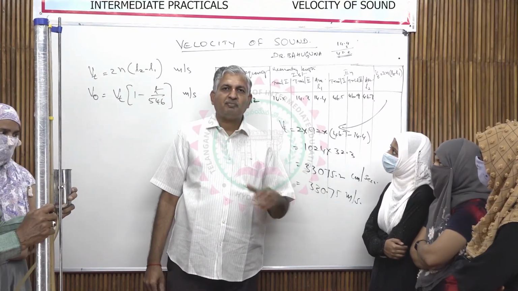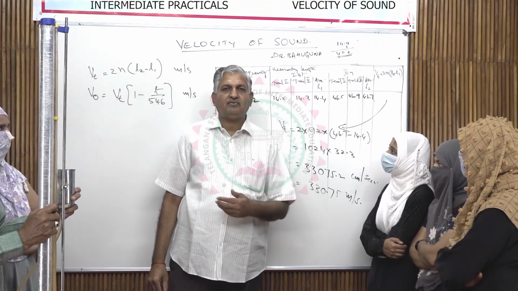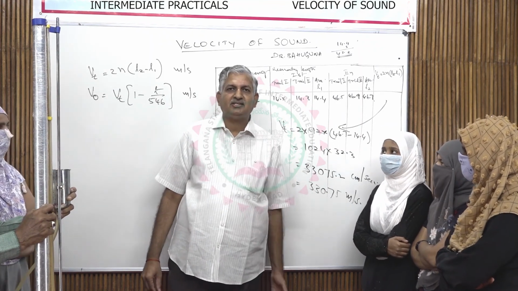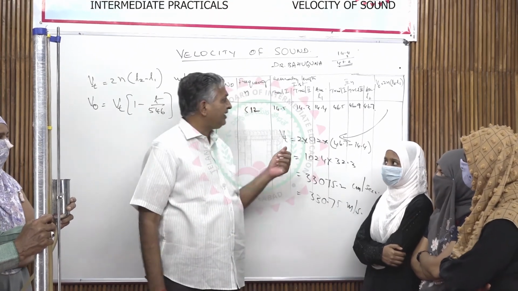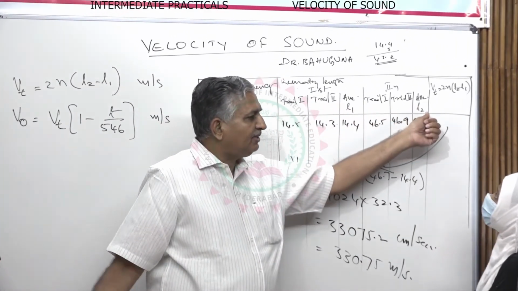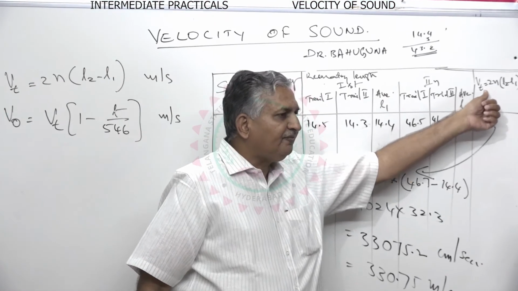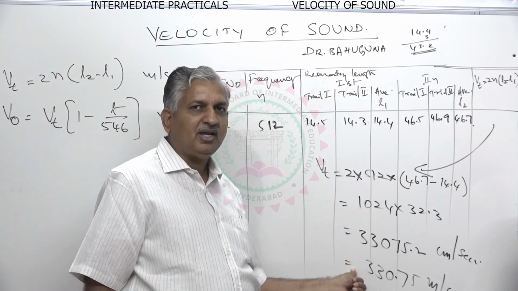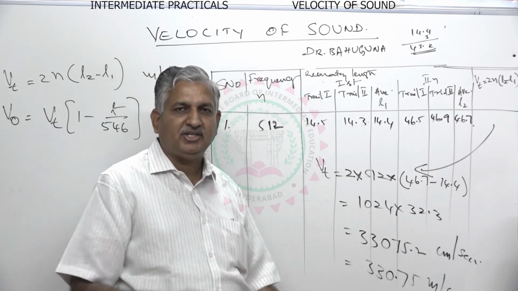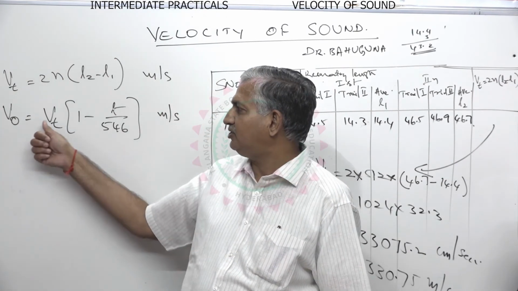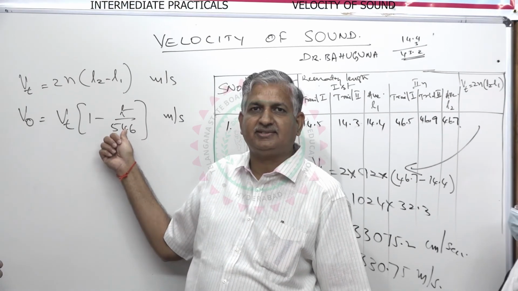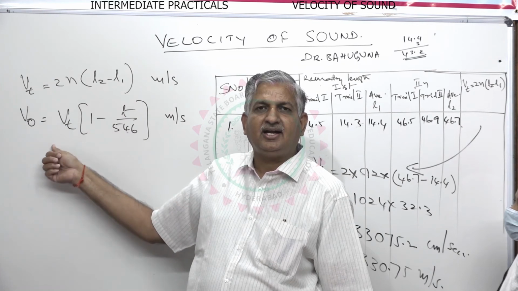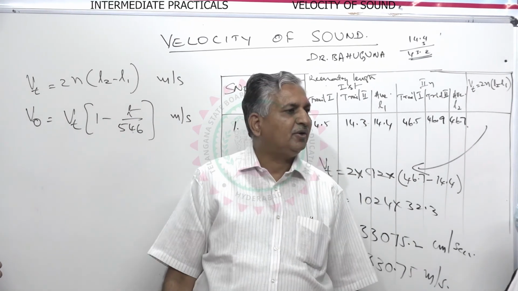So we are going to repeat the same experiment with another tuning fork of frequency 480 hertz. The experiment is carried out in a similar manner, where we are calculating L1 and L2 in a similar fashion. There we calculate Vt using this formula. After getting this value and another value, take the average of this, applying the formula V0 is equal to Vt into 1 minus T by 546. The average value is written here. T is 27 degrees centigrade, and we can calculate the velocity at 0 degrees centigrade.